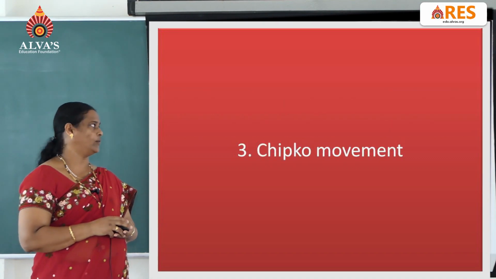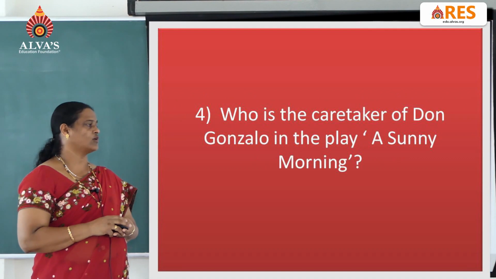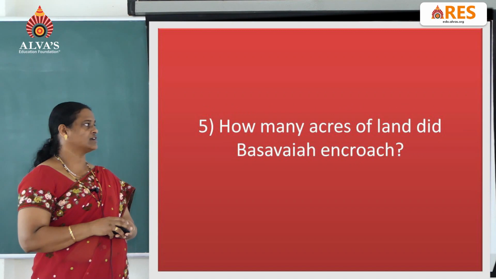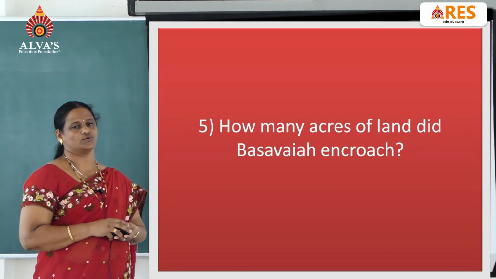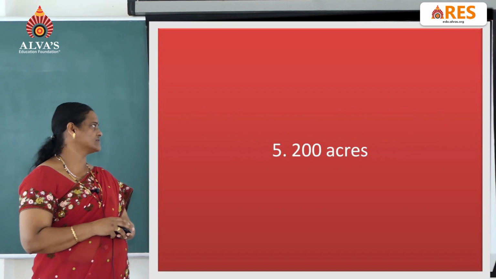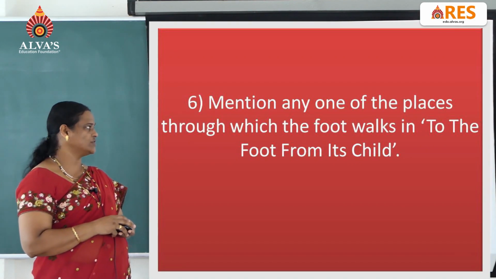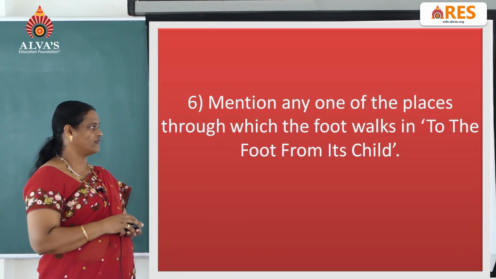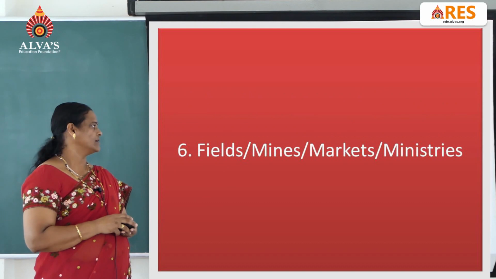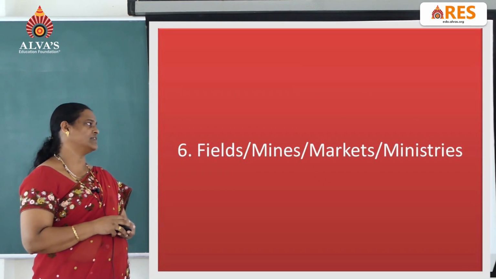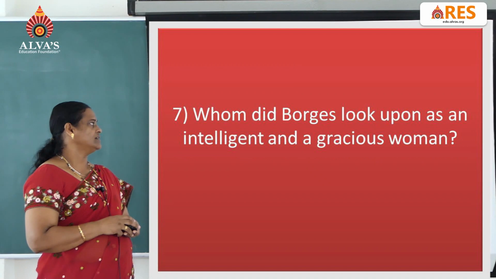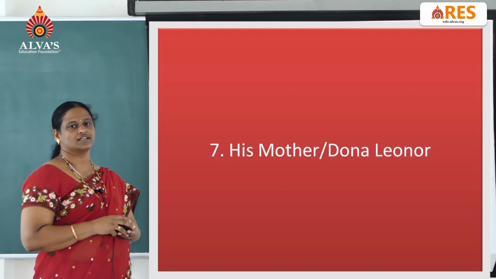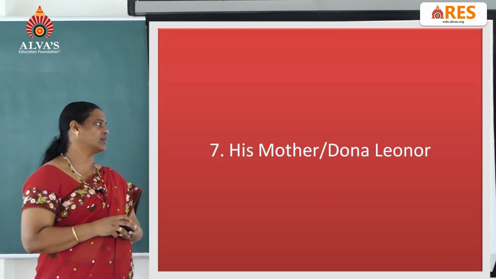That is Chipko. Who is the caretaker of Don Gonzalo in the play A Sunny Morning? That is Janito. How many acres of land did Basavaya encroach? That is 200 acres. Mention any one of the places through which the foot walks in to the foot from its child. There are 4 options, you can write any one. Fields, mines, markets, ministries. Whom did Bogus look upon as an intelligent and gracious woman? The answer is his mother, or you can write Donna Leonor.